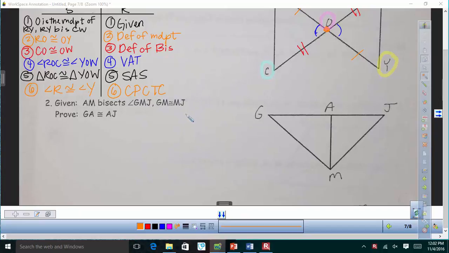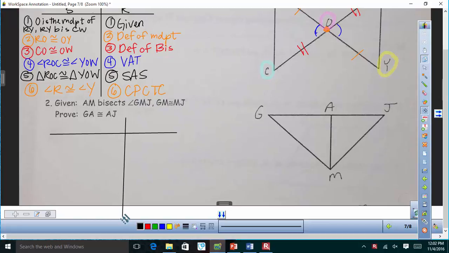Okay, so continuing the proofs, we're going to look at number 2. Go ahead and draw your T-chart. Label it statement and reason. So the very first thing that we always do is we write down our given.